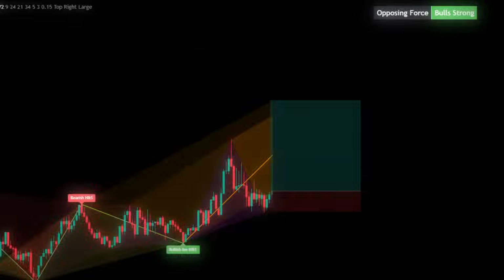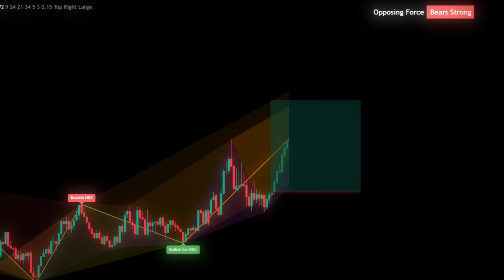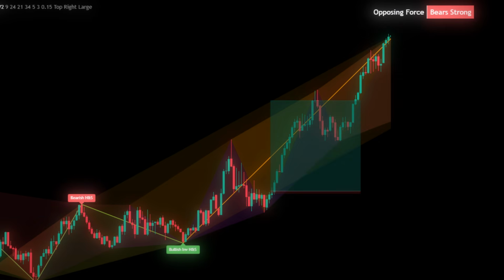Step 5. Target the next obvious swing high or resistance level. That's where other traders' stops and take profits cluster, which creates natural price reaction zones. If the dashboard flips red while you're in the trade, start tightening your stop or taking partial profits. The momentum context just changed.